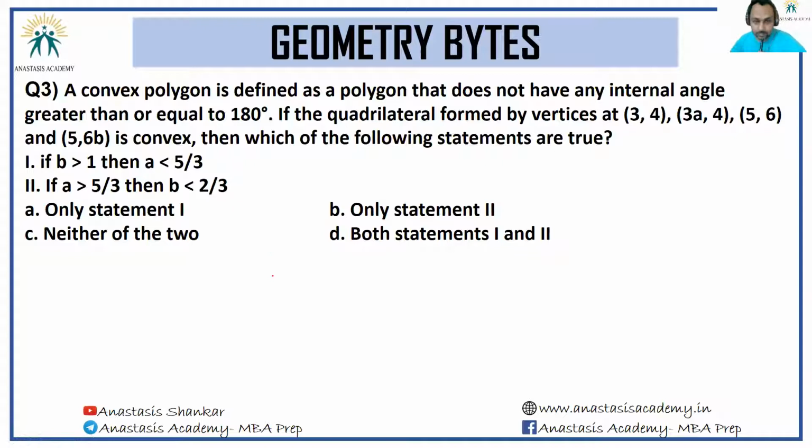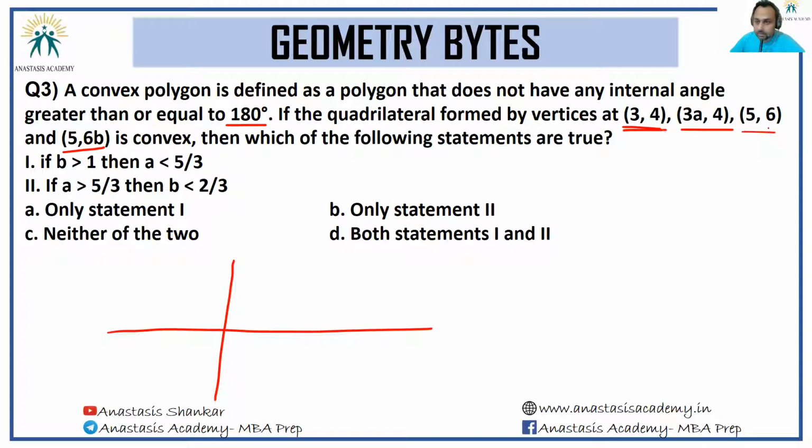Next question, perhaps the funnest question. A convex polygon is defined as a polygon that does not have any internal angle greater than or equal to 180 degrees. If the quadrilateral formed by vertices at (3, 4), (3A, 4), (5, 6), and (5, 6B) is convex, which of the following statements are true? Okay, let us try and draw a diagram for this first.